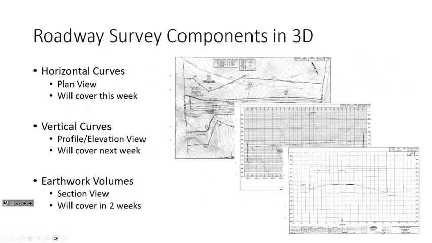Okay. What we're going to be doing for the next few weeks is looking at route-based survey and route-based construction, but we're going to be looking at each week in three dimensions. And if you remember from our very first lab, whenever we're looking at a civil engineering project or any three-dimensional object in general, we really have three ways of looking at it: the plan view, the profile view or the elevation view, and the section view, right? Those were the three considerations.